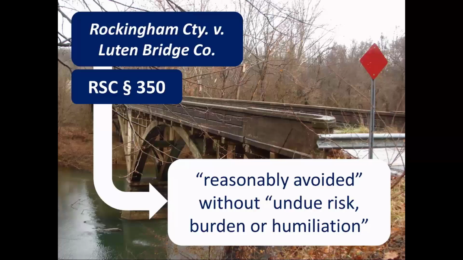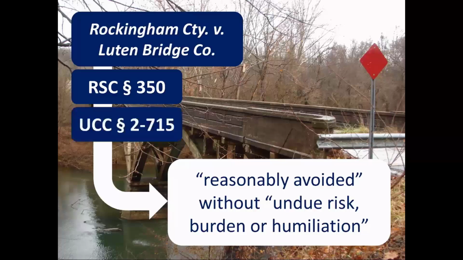As we've already seen, a parallel provision of UCC Section 2715 bars recovery for losses that could have been avoided by cover or otherwise. Note that avoidability or mitigation is an affirmative defense, so the burden of proof is on defendant, even though the burden of proving breach still falls on the plaintiff.